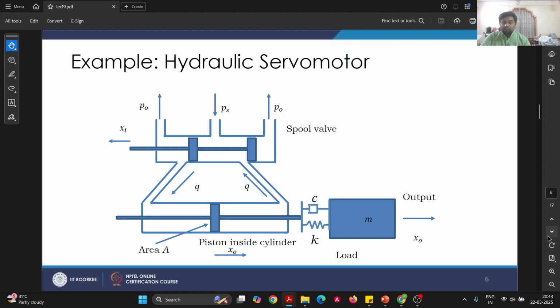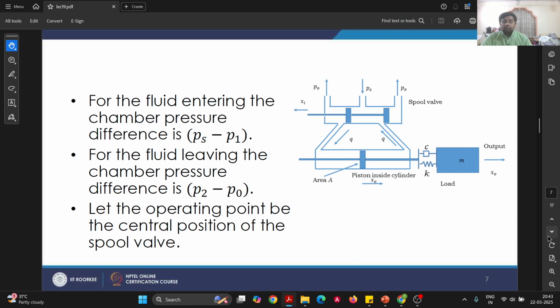Now to derive the governing differential equation for this, what we have been given here is the supply pressure and the outlet pressure. The pressure on the inlet side is basically PS minus P1 for the piston, and for the fluid which is leaving the chamber or the piston cylinder, the pressure difference is basically P2 minus P naught.